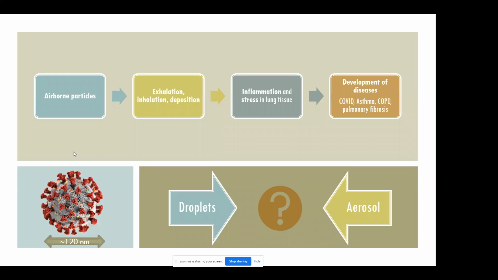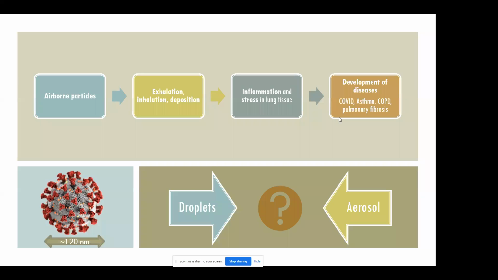Basically, we have particles in the air which enter into the lung when we breathe in. And these particles can interact with the lining of our lungs and cause inflammation and stress. And then that inflammation and stress, and also the passage of airborne particles into our lungs, then causes diseases. So this is a process by which we end up getting ill from things that enter into our airways.